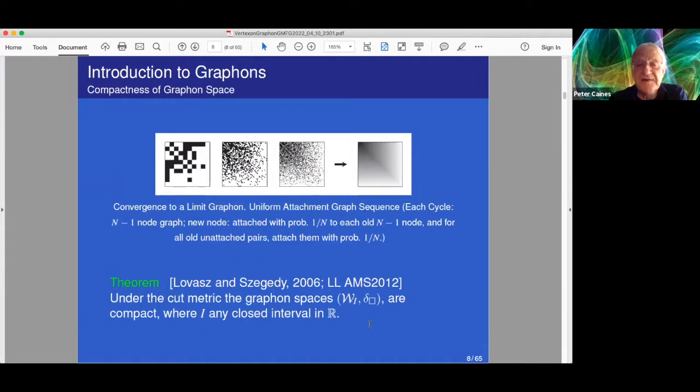So here's that picture again, and here's the basic result: under the cut metric, the space of graphons with values in I, where I is any closed interval, as we've just discussed, is compact. So this has a very significant consequence: if I take any infinite sequence of graphs, then there will be one or more subsequential limit objects in this sense.